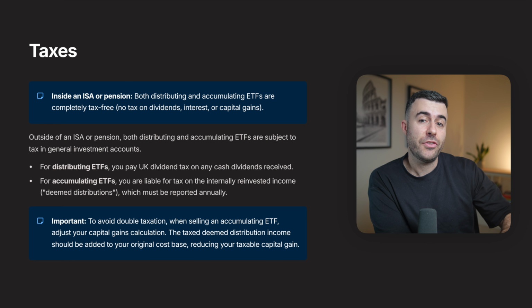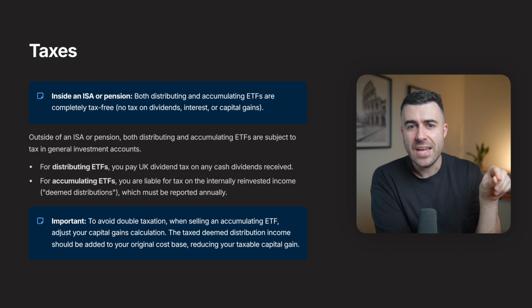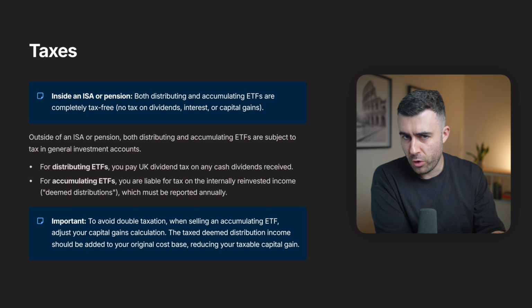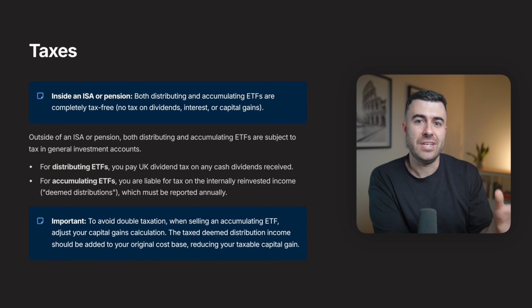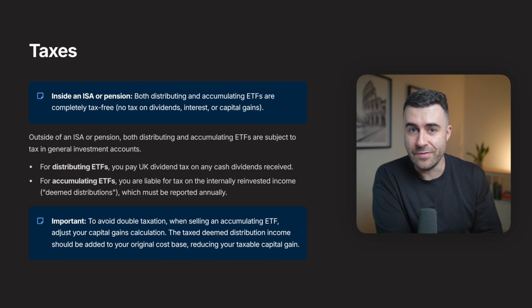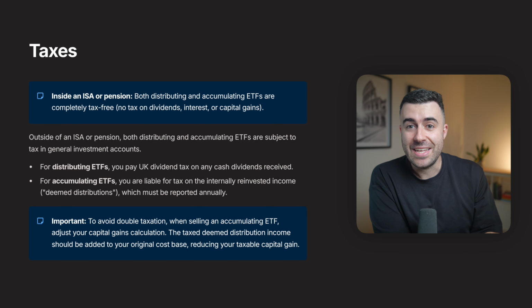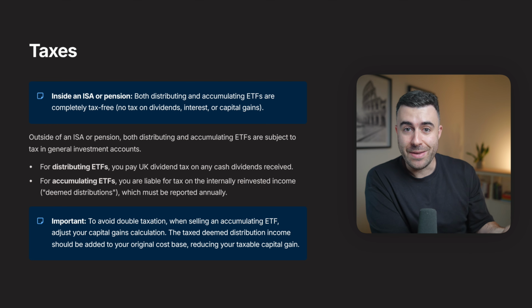However, if you are doing things outside of an ISA, this is where things get a little bit more complex. When it comes to distributing ETFs, you may be liable to tax on your dividends if you exceed your yearly dividend allowance. And with accumulating ETFs, it's actually the same. Even though you never see the cash, you still may owe tax on that income that was reinvested for you.